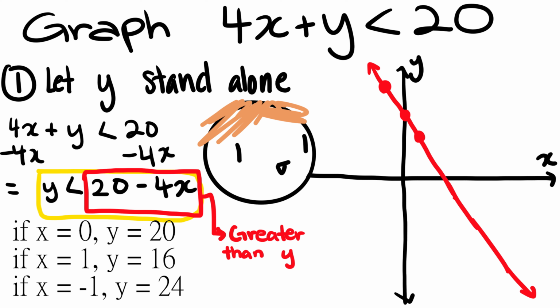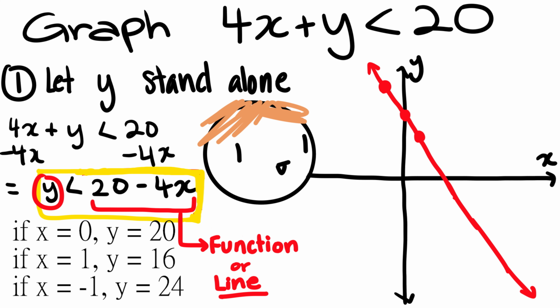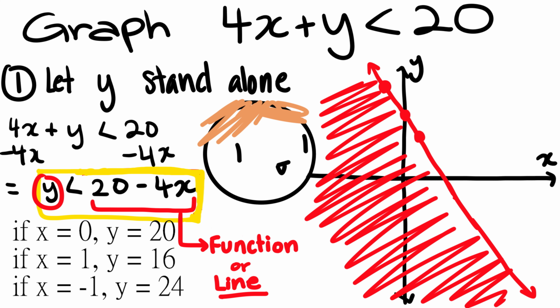We can think of it like this. Since y is by itself, that means that 20 minus 4x is the function, aka the line. That means that since y is less than the function 20 minus 4x, aka the line, if you look at it logically on the graph, we shade in the bottom part under the function 20 minus 4x, because those are the parts where y is less than, or under, the function 20 minus 4x, aka the line.